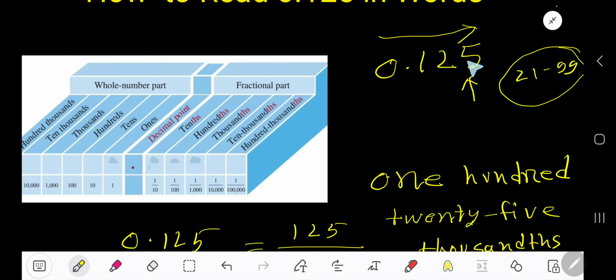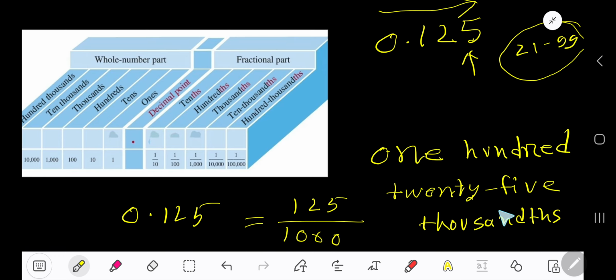5 is in which column? Tenths column, hundredths column, thousandths column. So write the name of the column: thousandths. 125, 5 is in thousandths. So in the formal way we say this is 125 thousandths, or you can say 125 thousandths of a whole.